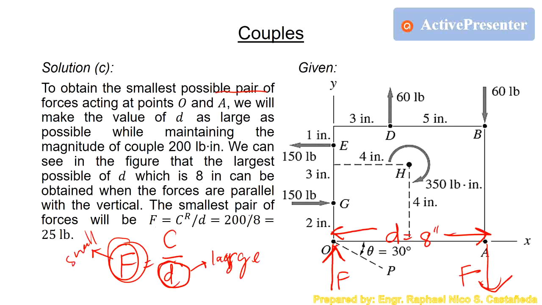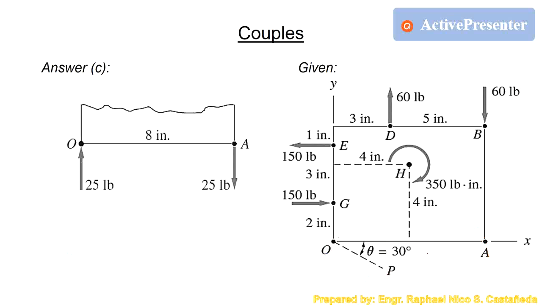So the answer is that if we replace C, of course C is always 200, then we put D as 8 inches. So we will get F equals 200 divided by 8, which is 25 pounds. So the answer is like this, 25 pounds.